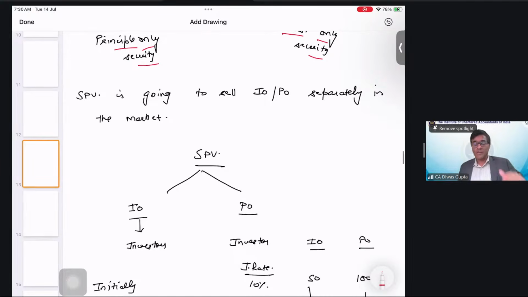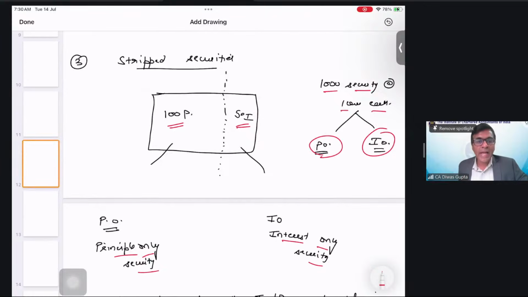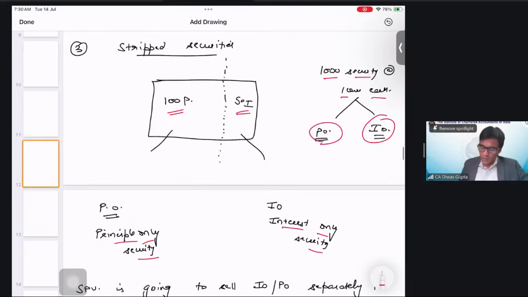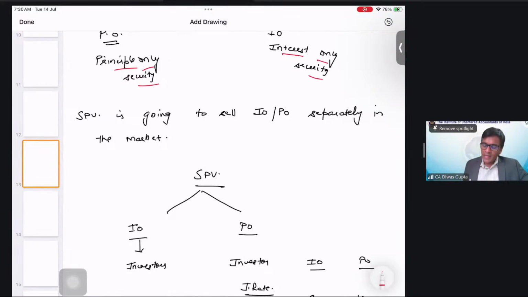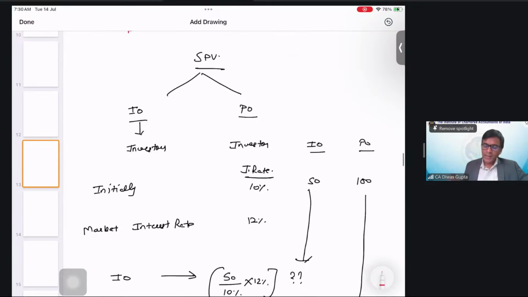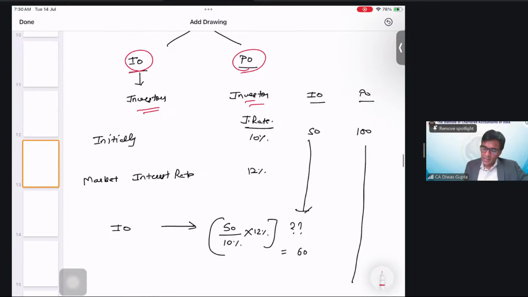Now, whatever security has been subscribed for, whether principal only or interest only, the cash flows will also be related to that. So the SPV is going to sell IO and PO, which is interest only and principal only security, separately in the market. What is this SPV going to do? In case of interest only investors and principal only investors. So initially, if let's say the interest rate is 10%, the interest only security is valued at 50. The principal only security is valued at 100, for example.